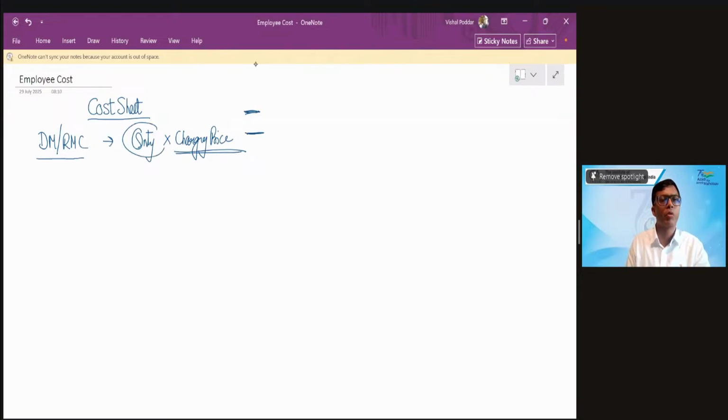Quantity, if you remember, I had told you how much quantity would be consumed. It is already there in your records. And if some new material has to be found for a new product, it is the engineering department which does that. Similarly, when you come to direct labor, which is also called direct wages, how do you find out how much is the direct labor or direct wages cost for a particular product?